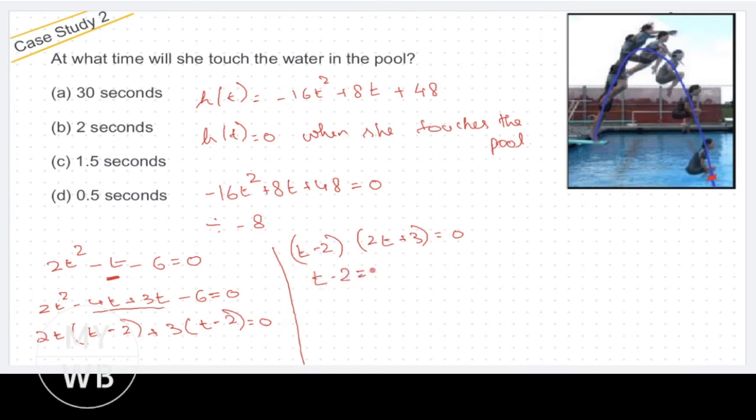T minus 2 will be 0 or 2t plus 3 will give you 0. T is 2 or t is minus 3 by 2. T is time in seconds, which cannot be a negative quantity. So t equal to 2 is the correct answer. Option B, 2 seconds.